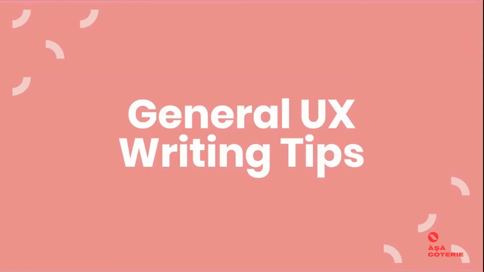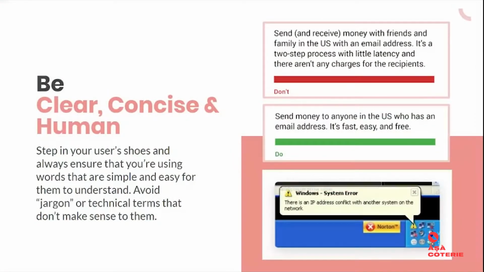So before going in depth into the different components, I'll be giving us general UX writing tips, things that we should note that apply across the board. First is be clear, concise, and human. It's important for us to think like our users. You don't want to overburden them with unnecessary information that will just lead to cognitive load. You want things to be easy for them. So step into your user's shoes and always ensure that you're using simple words that are easy to understand. Avoid jargon, avoid technical terms that don't make sense to them.